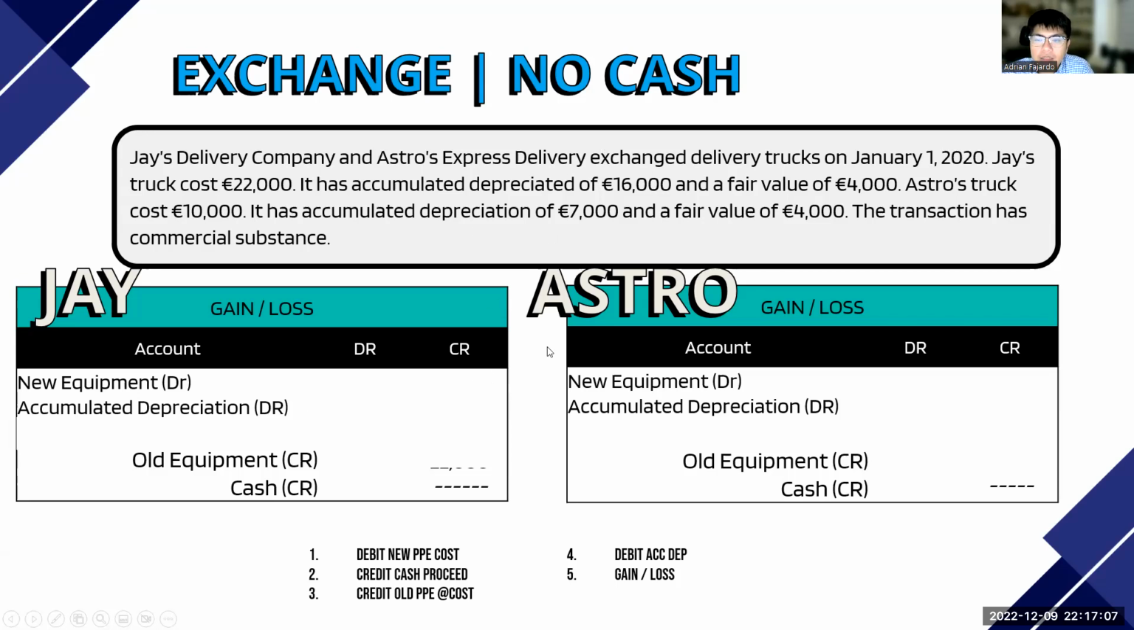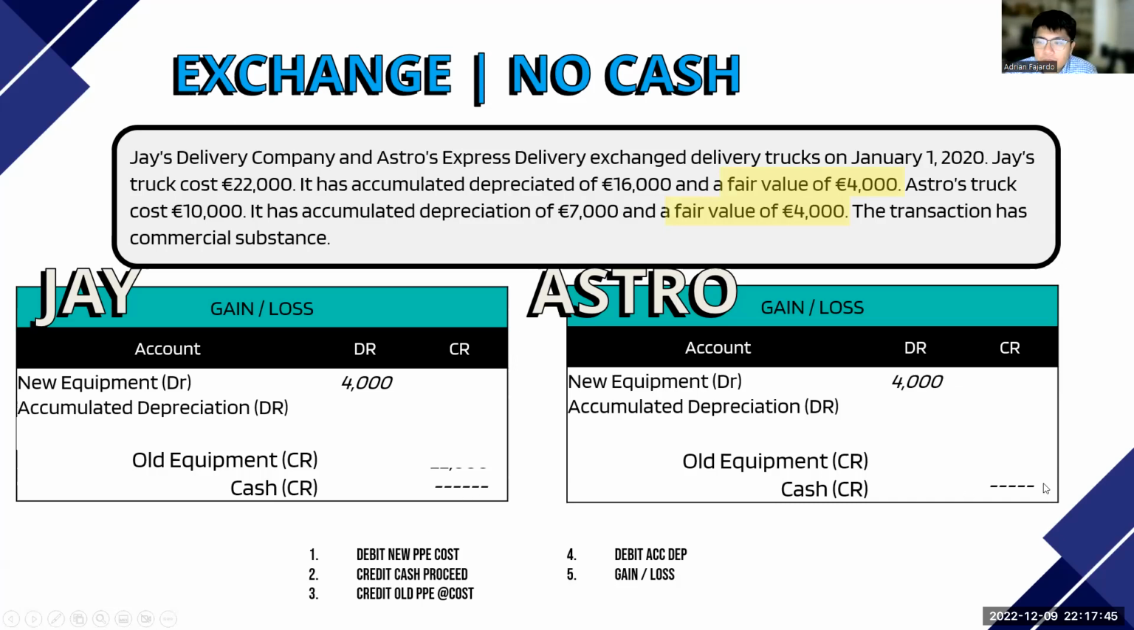Step 1, we need to debit the new PPE cost. Since there are no cash proceed, the new PPE cost will be the fair value of what you receive. From the J's perspective, the fair value or the cost of the new equipment would be the fair value that they receive, which is the fair value of the Astro equipment. So 4,000. Si Astro naman, it would be the fair value of the J equipment of 4,000. So it makes sense. Si Astro nakatanggap ng 4,000, si J nakatanggap ng 4,000. Kaya siya exchange, right?